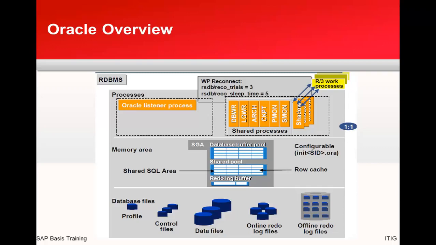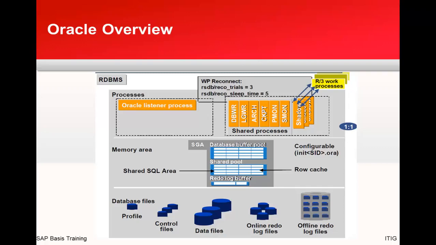Then we saw that each R3 process connects to the database as a user called SAPR3, or now it is called SAPSR3 user, which is a configuration parameter. While installing a database you can define which user you want to use, or while doing an SAP installation you can define what the schema name is. So that is about the different processes and file systems available.